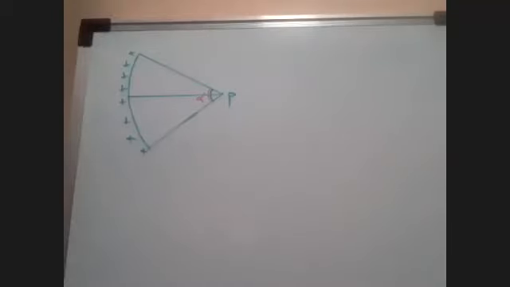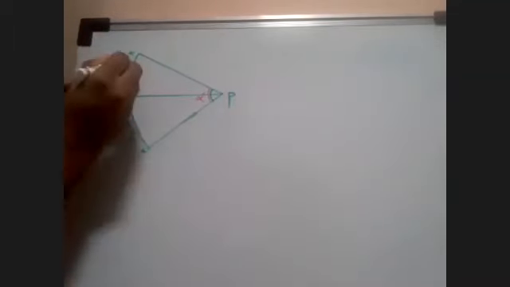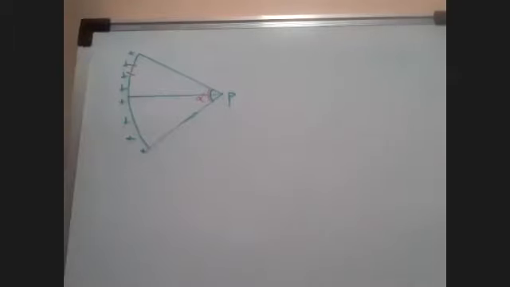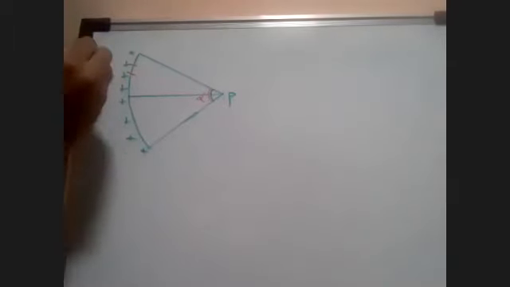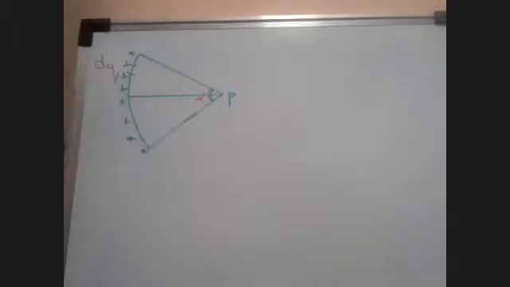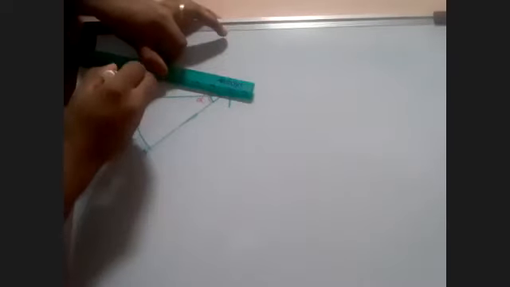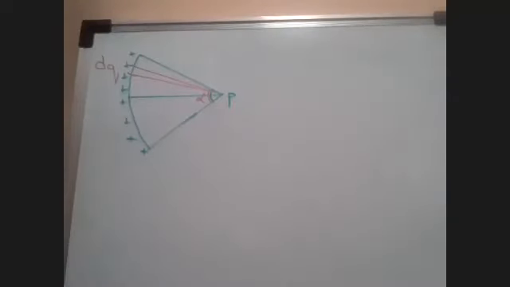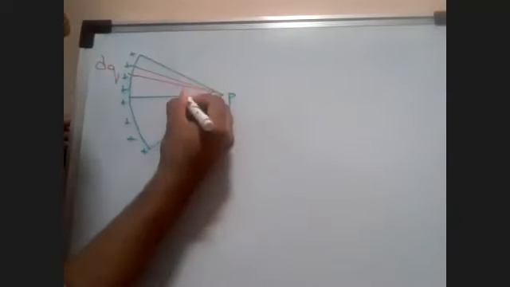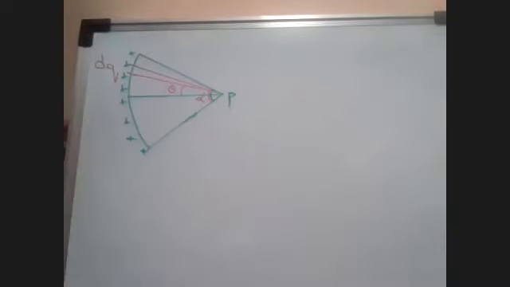So there will be a small amount of charge on this arc, right here. This charge is dq, and this charge makes a certain angle right here. What is this angle going to be? For example, let's consider this to be theta.